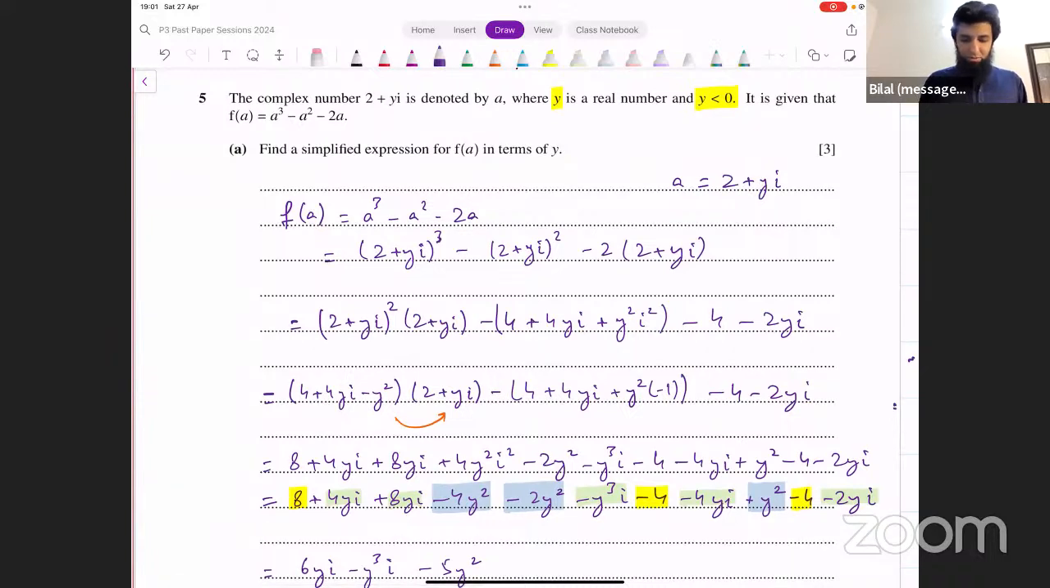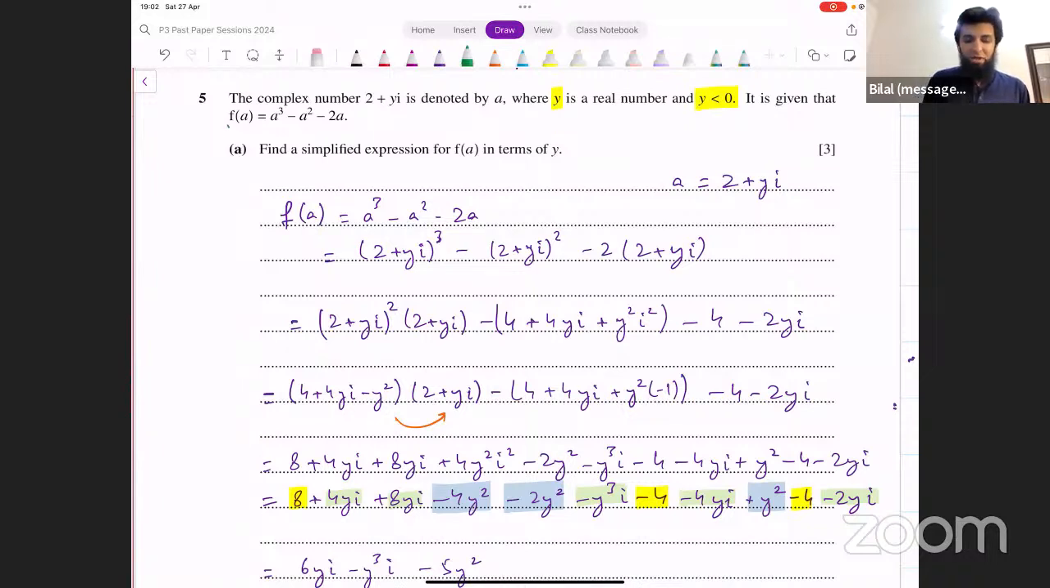Which symbols? So this is A. They're saying A equals 2 plus y iota. Y is a real number. So basically, you've got y iota. The number that you have with iota, they're saying that number has to be a real number. This number y has to be a real number, and that number has to be less than 0. So whatever number you have with iota, they're saying that number has to be negative.